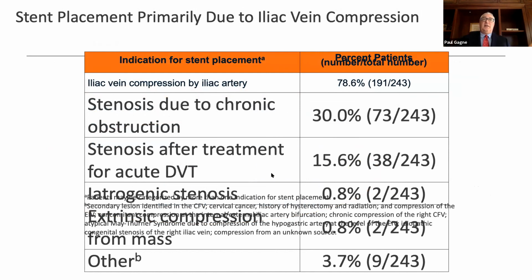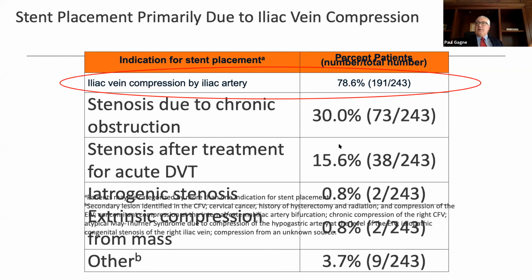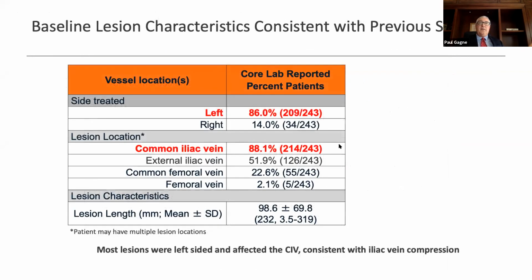And you can see that the stenoses were largely due to chronic obstruction in 30% of the patients, and then the distribution here. And again, this slide appears to have been jumbled as it went to the central server. Most of the stents were placed for common iliac vein compression, as shown here, and then more commonly in the left leg, where the vessel treated was the left common iliac vein. But again, a significant number of patients were treated to the level of the common femoral vein in this study.